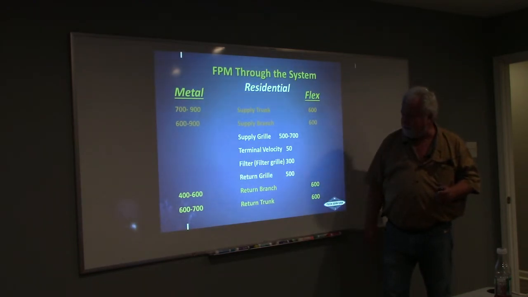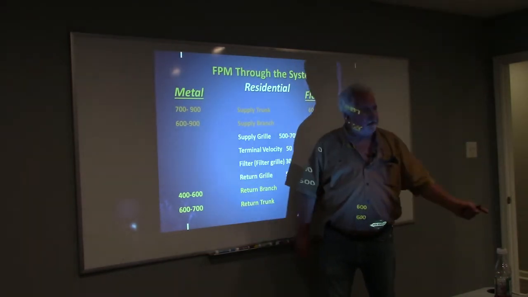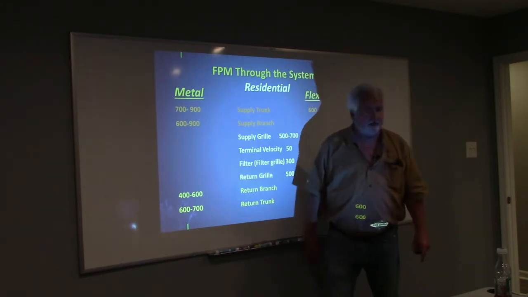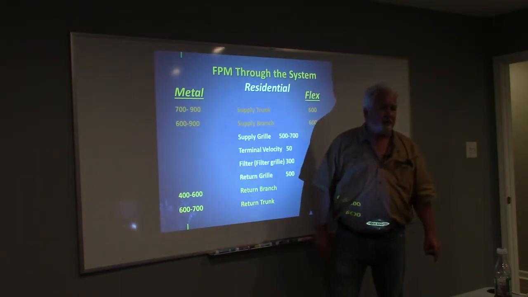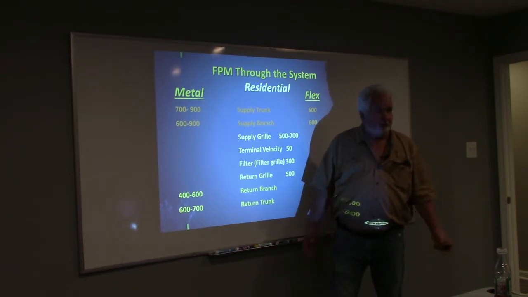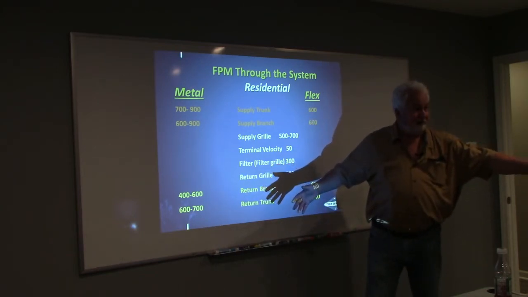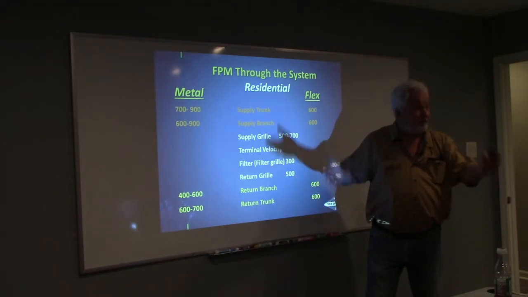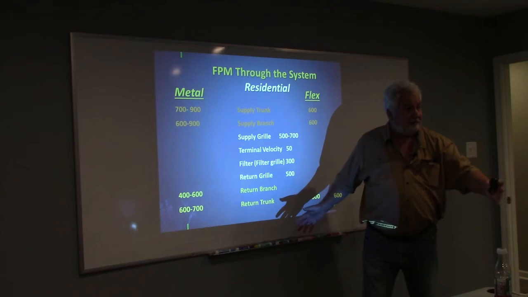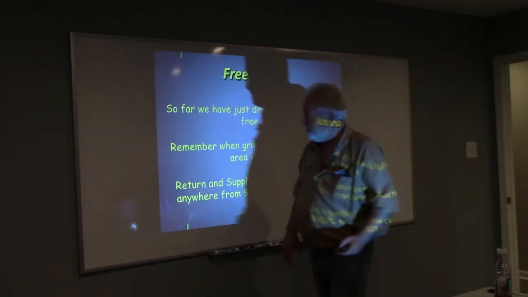Return air grill, 500 feet per minute. Return air branch is somewhere about 400 to 600. Return air trunk, 600 to 700. If I'm worried about velocity across that evaporator coil, do I want to be looking at 600 or 700 feet per minute across that coil coming into the back of that? I want to go slower, right? The slower I can, so the bigger the duct, the slower the air. Yeah. The velocity. Still got the quantity of air, yes, because I got a huge area. But the speed slows down. Does that make sense? Yeah. Cool, all right, we're good.